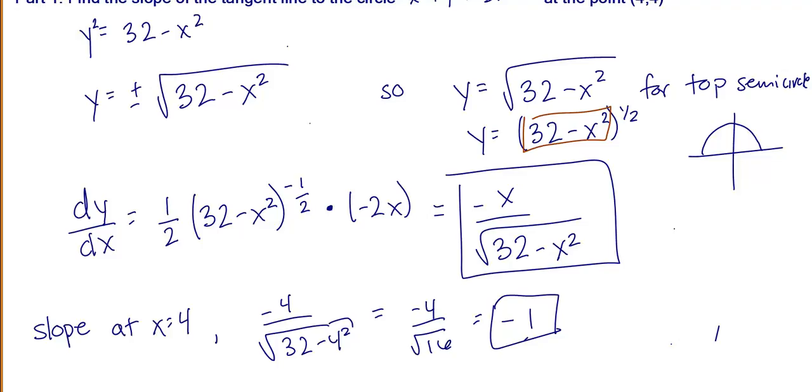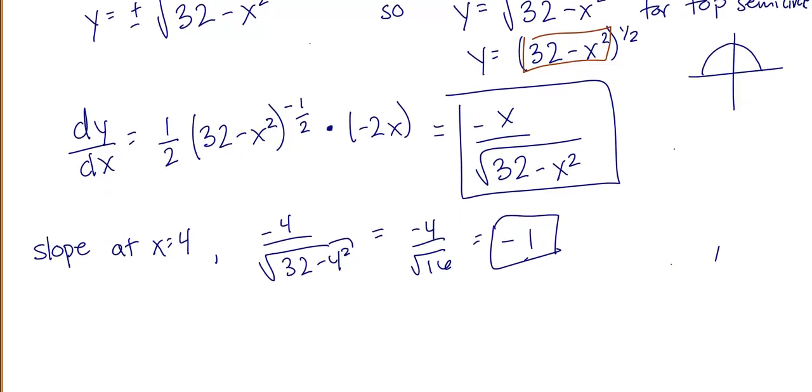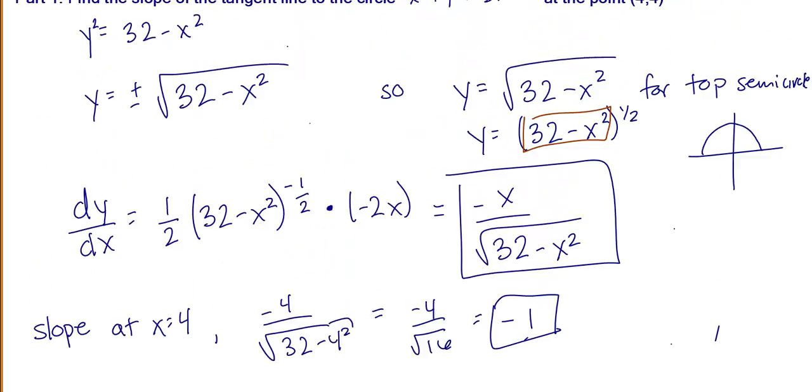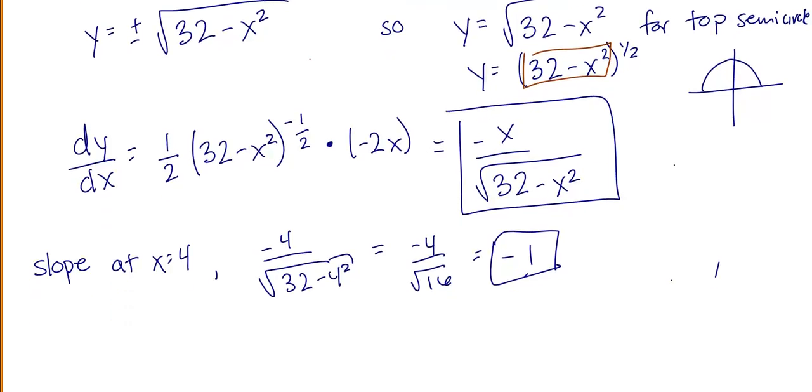This wasn't actually that bad to do, but it does involve a bunch of algebra, and for a more complicated problem it would be very difficult. So this is what we call explicit differentiation. I found y. I took the derivative like normal. This was explicit differentiation.